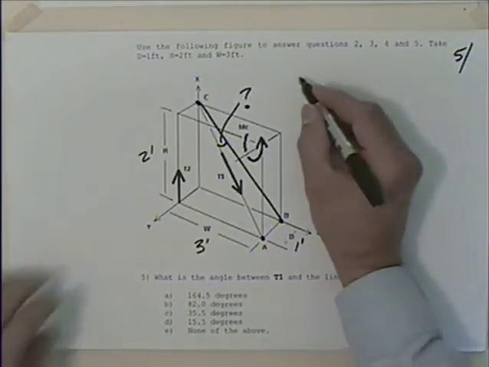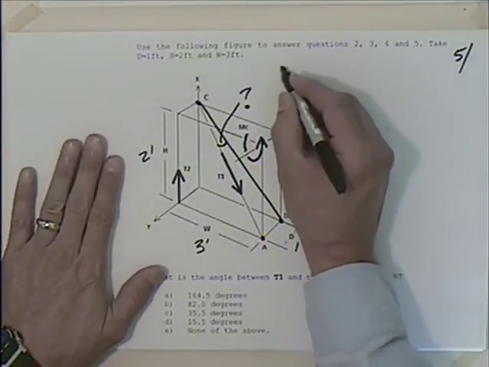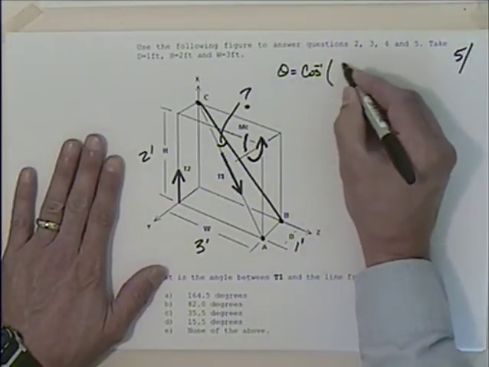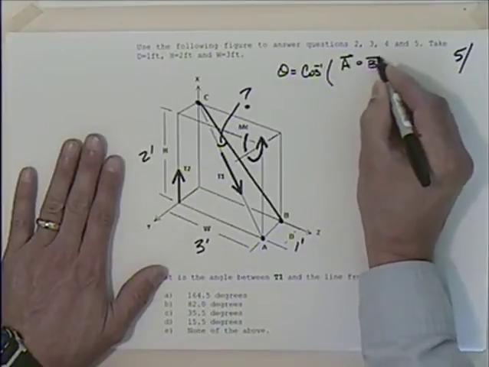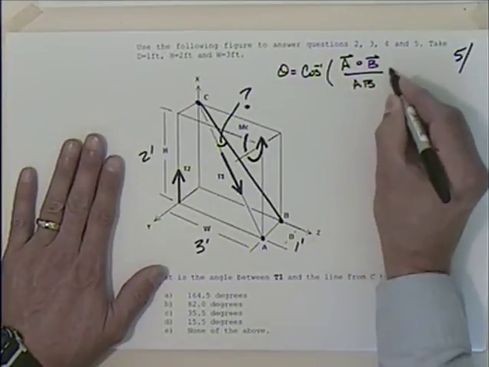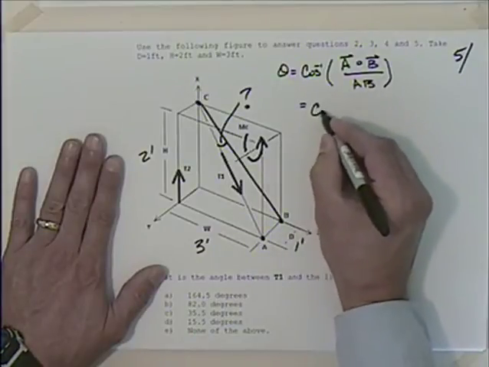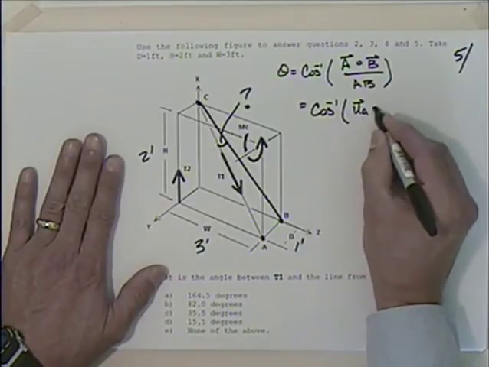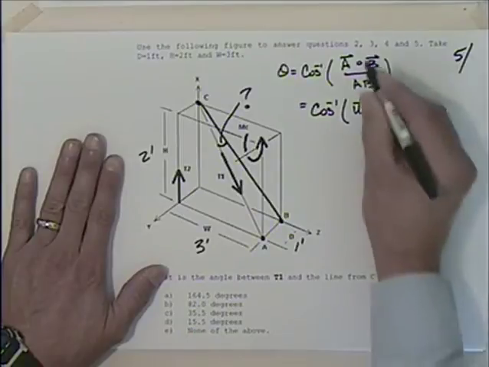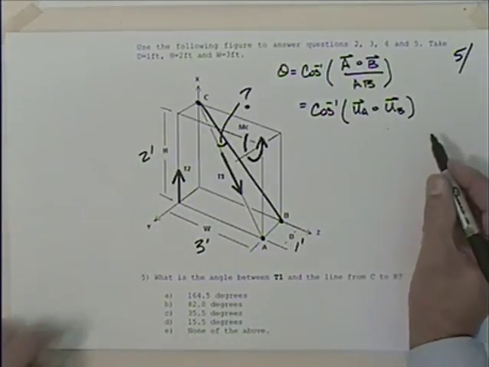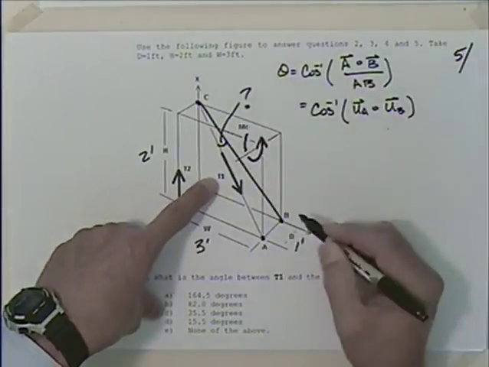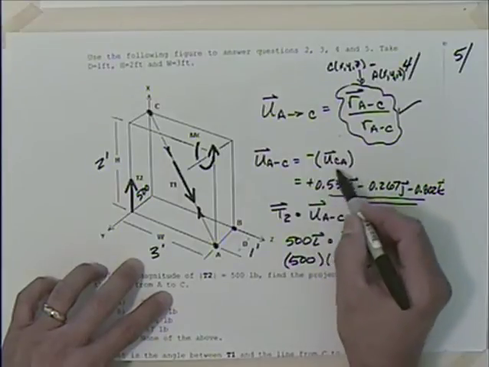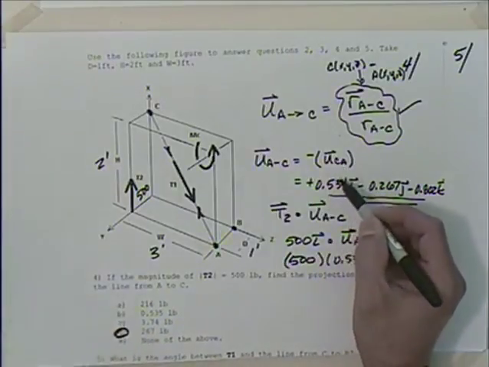Well, remember that in general theta is equal to the arc cosine of vector A dotted with vector B, divided by the magnitude of A times the magnitude of B. Or we could say it was the arc cosine of the unit vector for A dotted with the unit vector for B, because that's essentially what you have there. Well, do I have the unit vector for this line from C to A? I do, don't I? There's the unit vector from C to A.